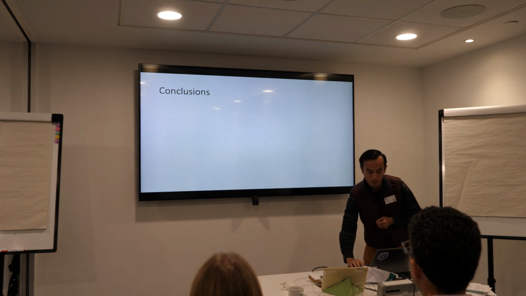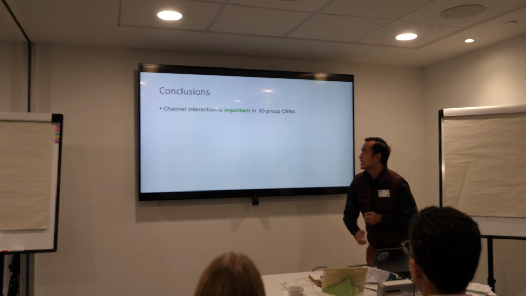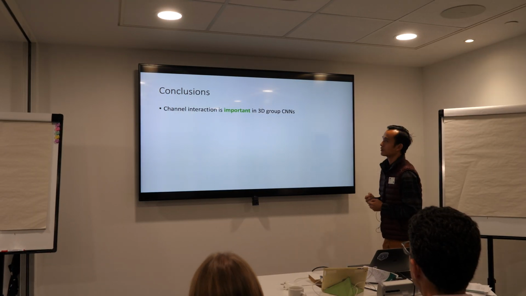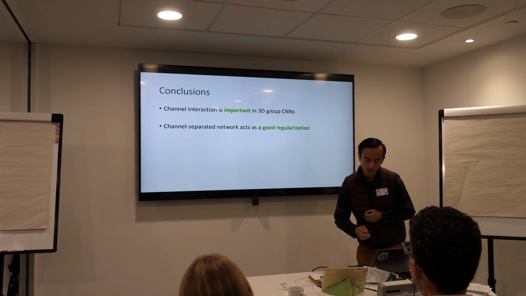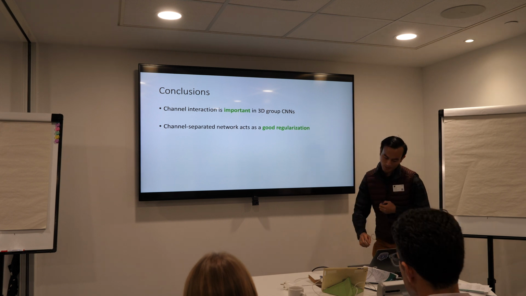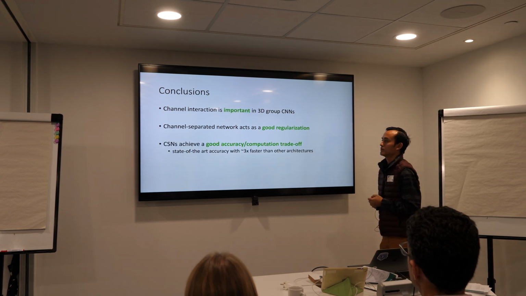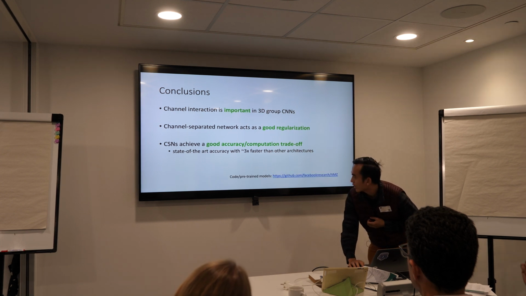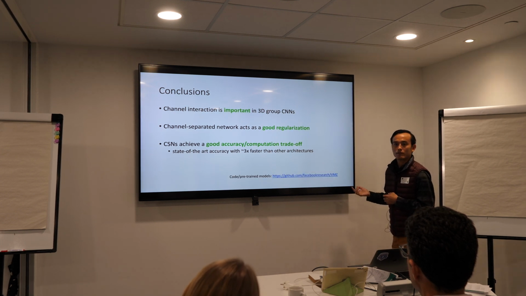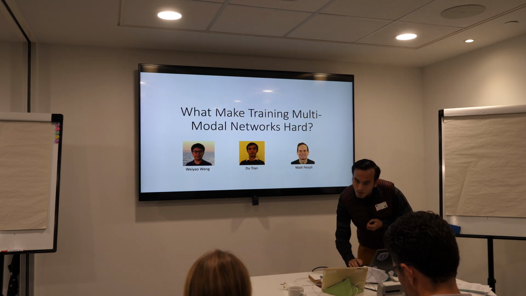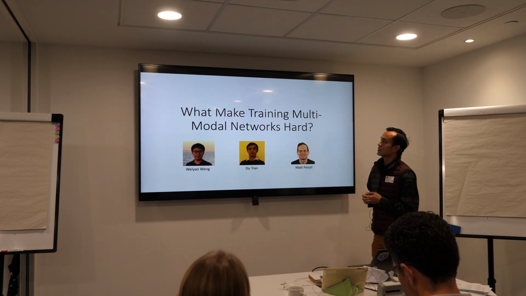So to conclude the first work: first, channel interaction is important in 3D group convolution to indicate how well the model performs. Secondly, the CSN acts as a very good realization. And thirdly, CSN achieved a very good computation and accuracy trade-off. We also already have pre-trained models available for trying. So I move to the second work.